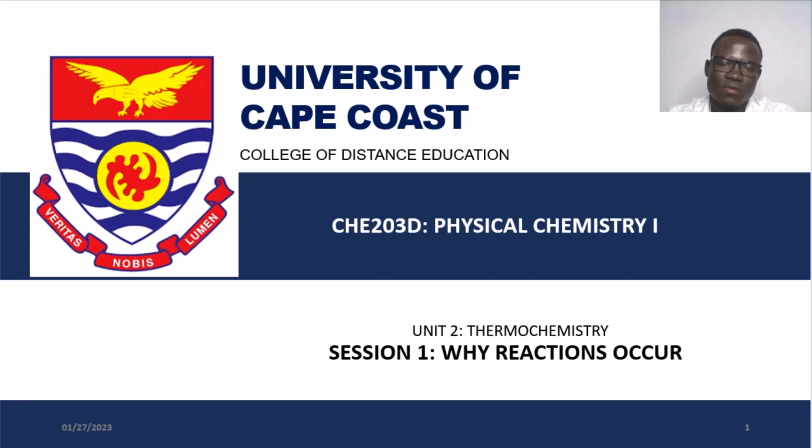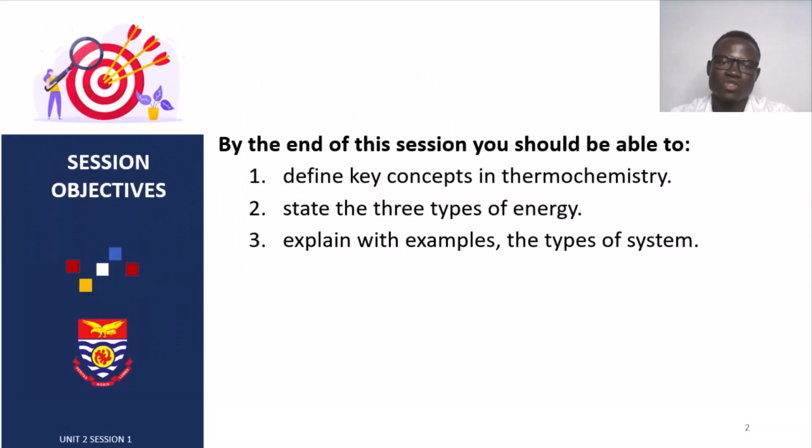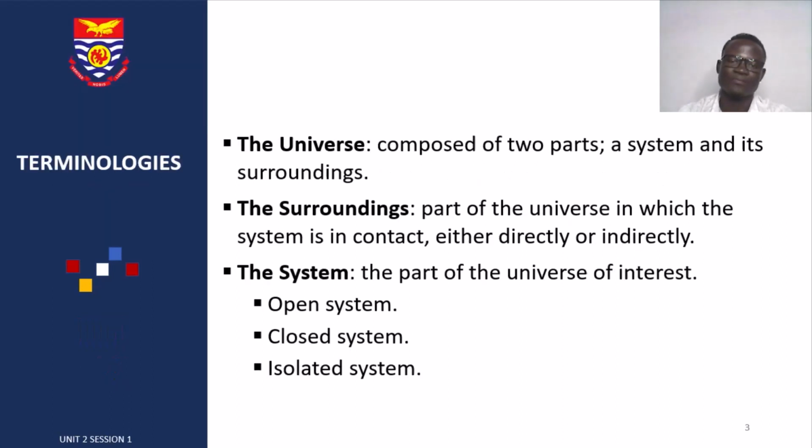Welcome to Unit 2 of Chem 203D Physical Chemistry 1. In Unit 2, we'll be looking at thermochemistry, and in our very first session, we'll be looking at why reactions occur. By the end of the session, you should be able to define some key concepts in thermochemistry, state the three types of energy, explain with examples the types of systems.